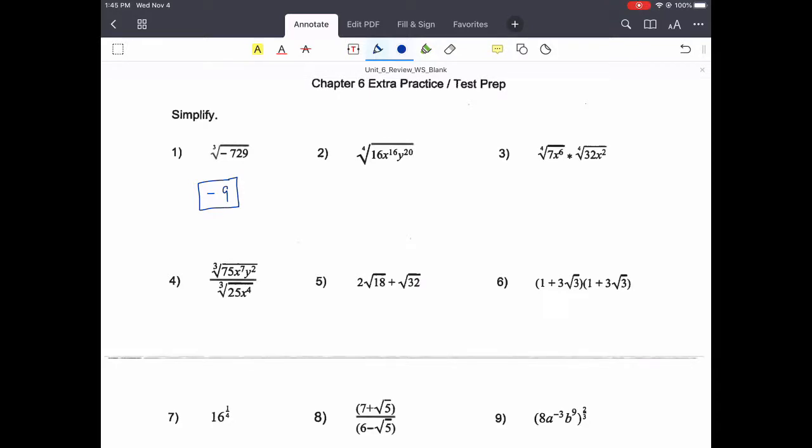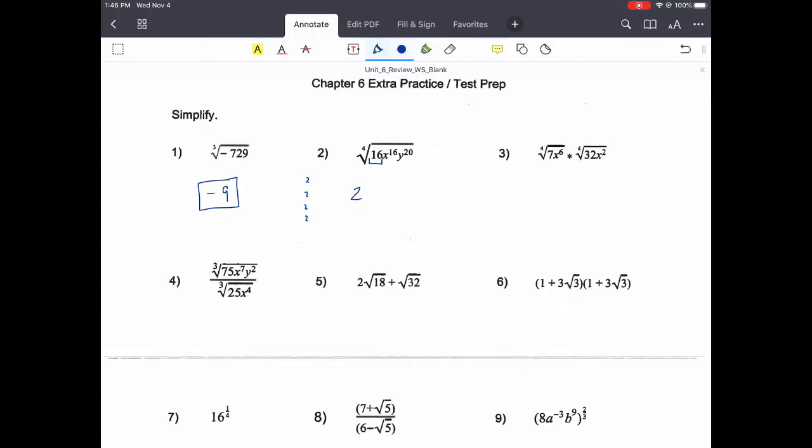Question 2, we've got the fourth root of 16x to the 16th, y to the 20th. So first thing we need to do is figure out, is 16 a perfect fourth root? Or can we take the fourth root of 16? Well, I know that 2 times 2 times 2 times 2 equals 16. So the fourth root of 16 is just 2.